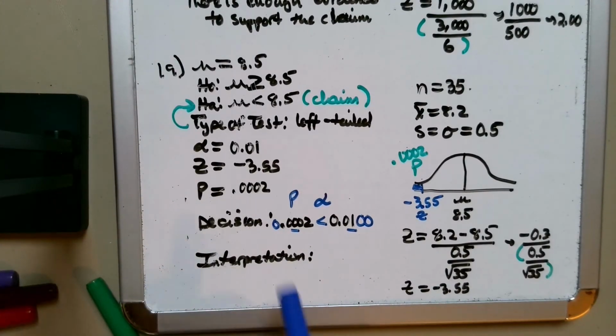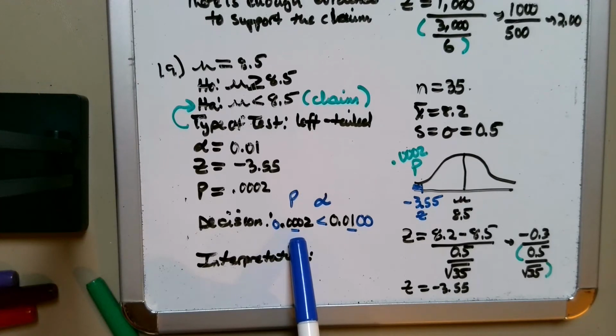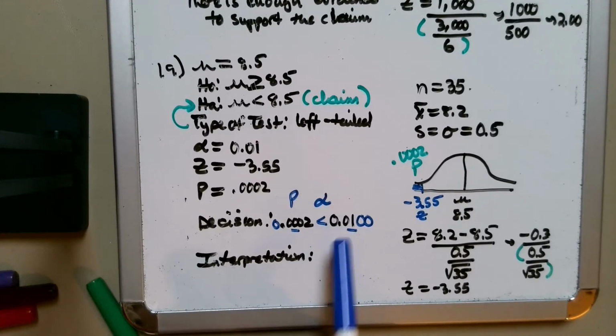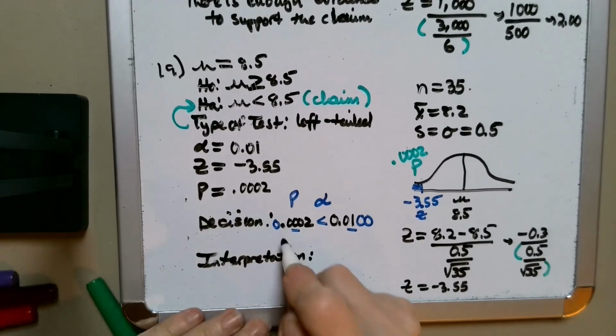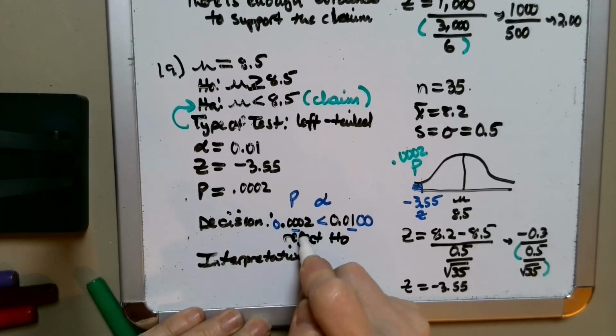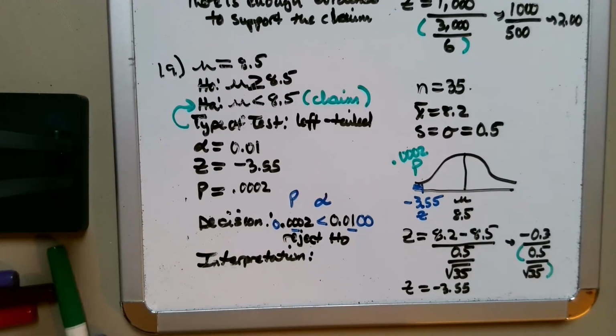So when p is less than alpha, our probability of making a type 1 error, rejecting a null that's true, is less than we're willing to tolerate here of 1%. So we're probably not rejecting a null that's true, so we can go ahead and make the decision to reject H sub 0, reject the null. The decision is always, what are you doing with the null?